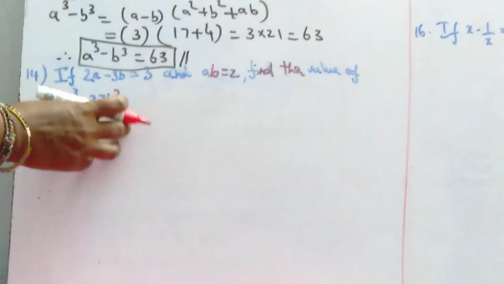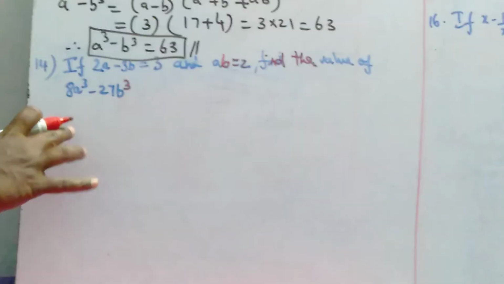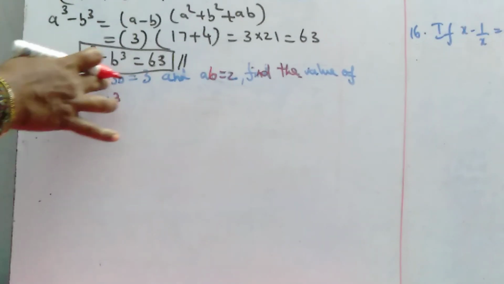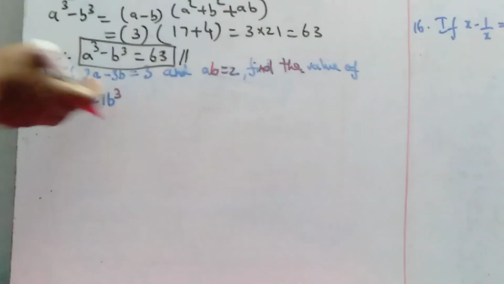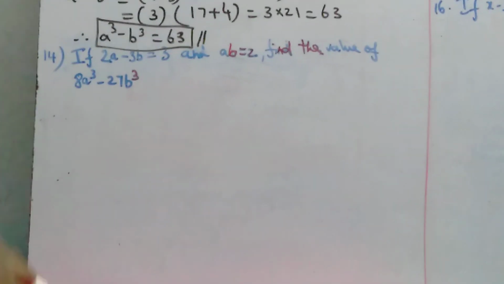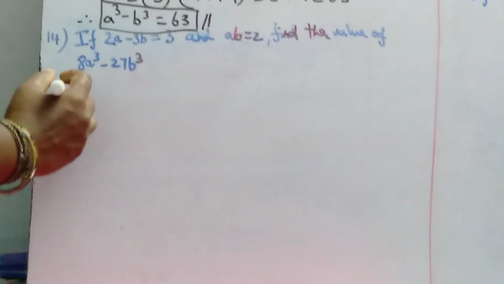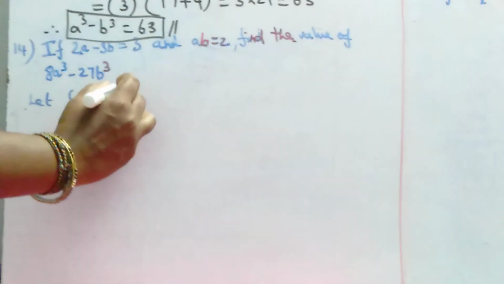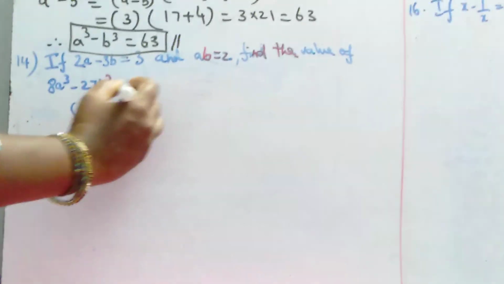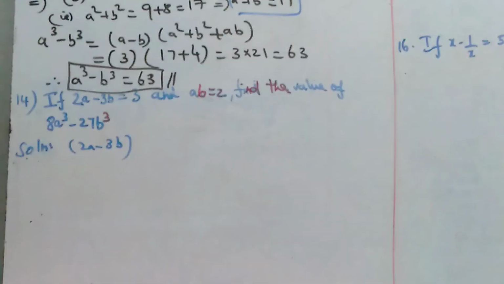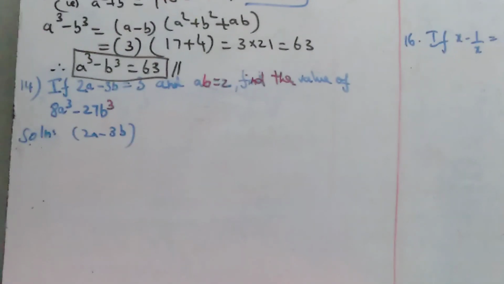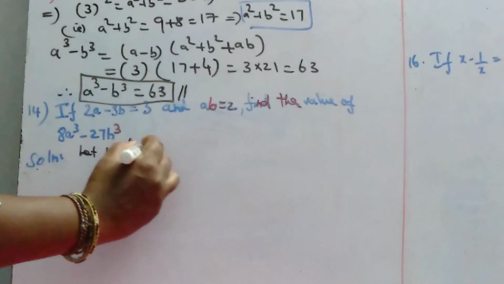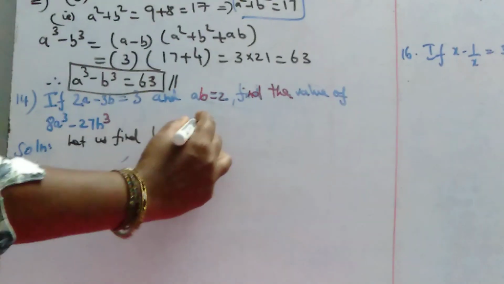So a cube minus b cube. Here a is 2a and b is 3b. We are supposed to find it. So before that we want to find the value of 4a square plus 9b square. We need to find it for substituting that value. So first, let us go with, here minus is given. So let us find 2a minus 3b the whole square.